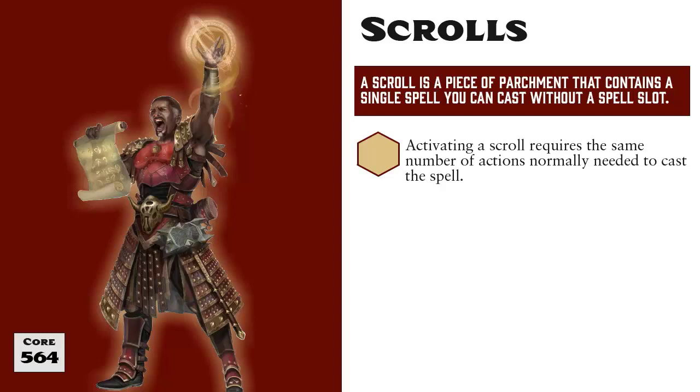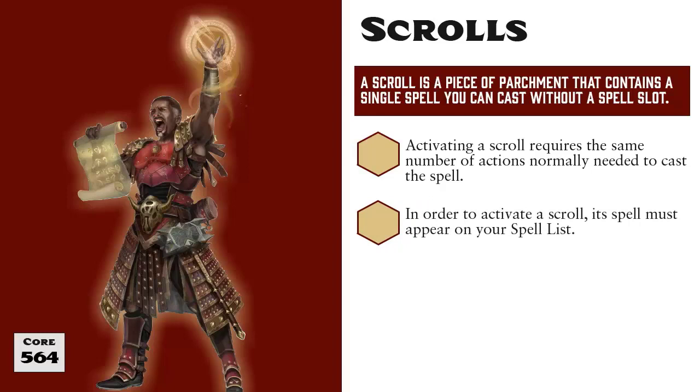Activating a scroll is an application of the cast a spell activity, uses the same number of actions as are normally required to cast the spell, and in order to use the scroll, its spell must appear on your spell list. And note that the only requirement is that it appear on your spell list. It does not need to be a spell in your repertoire, or a spell that you have in your spellbook, or even be a spell level that you're capable of casting. As long as it appears on your spell list, you're good to go. By the way, this is a major benefit of spending one feat to multiclass into a spellcasting class. You instantly become able to use scrolls and wands for all of the spells provided by that class's spell list.